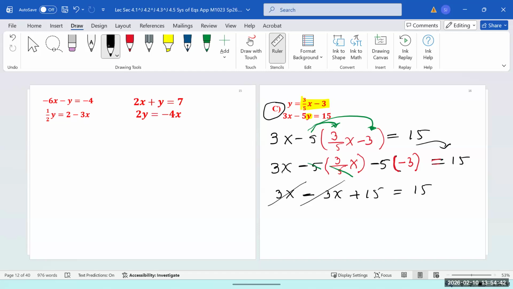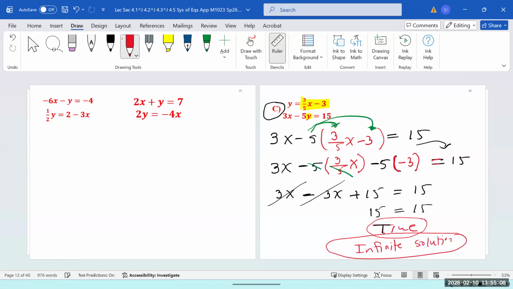They die. So what is left? Is this true? Of course, 15 is 15. So anytime you bump into something true, what type of solution do you have? No solution or infinite solution? Infinite solution. What if one of the numbers came out negative and one positive? It would be no solution, because they are two different numbers.